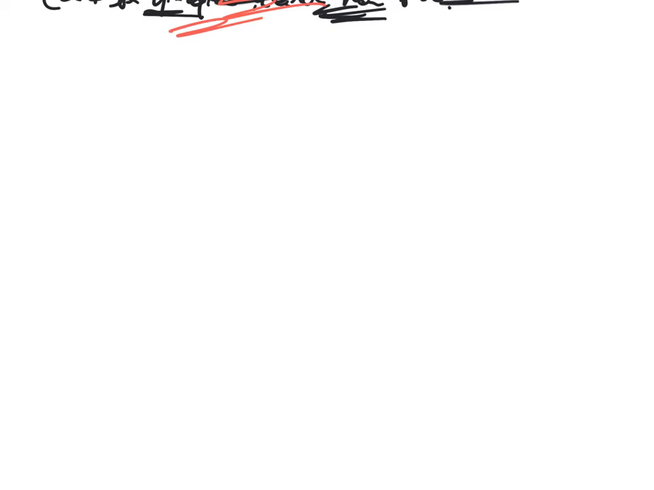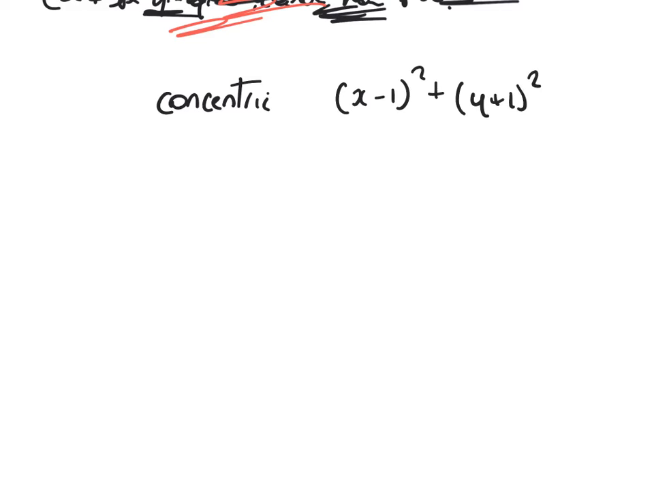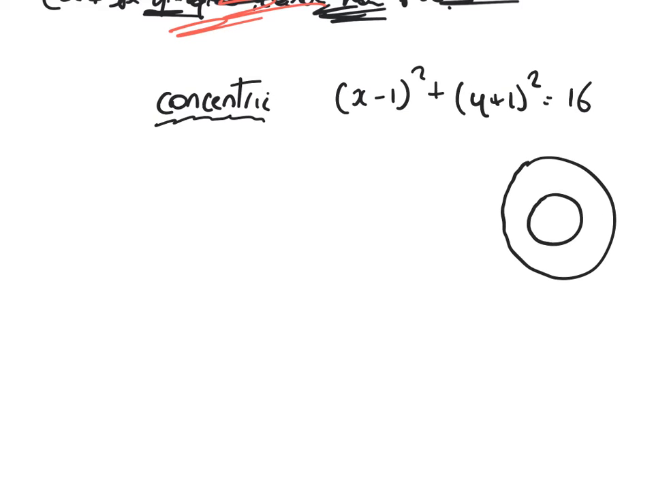Okay, try another question. Find the equation of the circle concentric with the circle x minus 1 all squared plus y plus 1 all squared is equal to 16. Okay, now let's just establish what concentric means. Concentric circles are circles which all have the same circle centre.